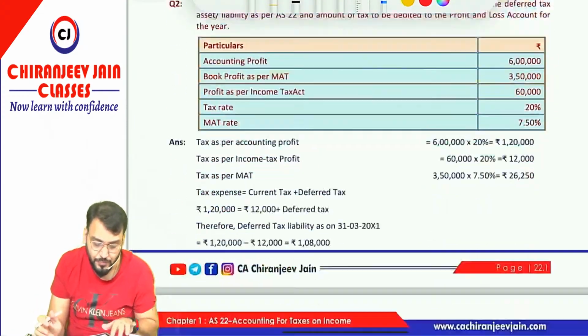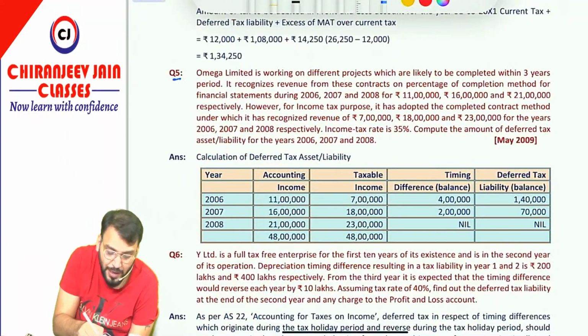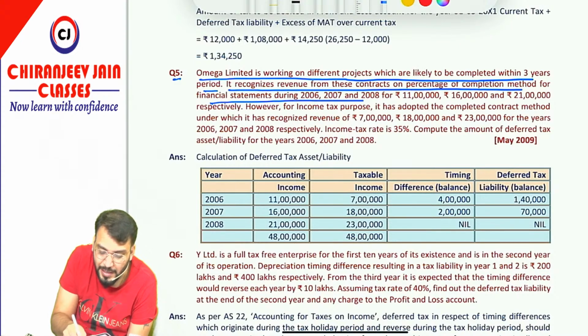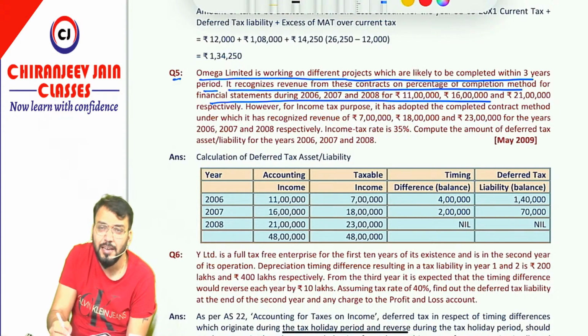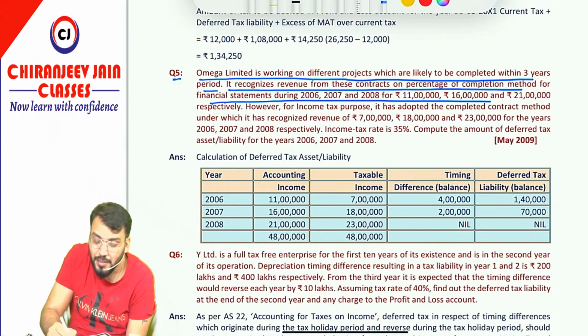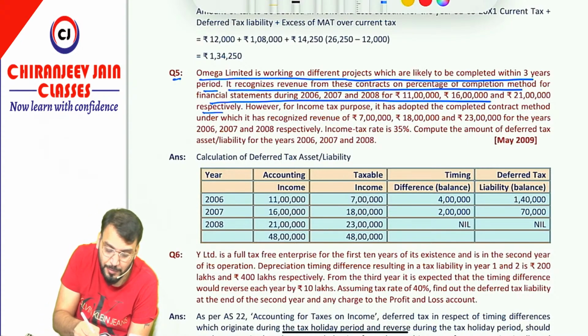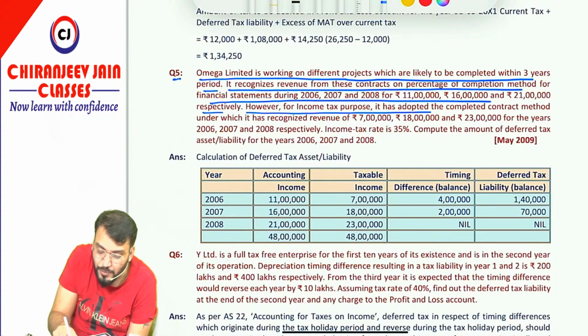One more question. Question 5. Omega Limited is working on different projects which are likely to be completed within a 3-year period. It recognizes revenue from these contracts on the percentage of completion method for financial statements during the years as 11 lakh, 16 lakh, 21 lakh. It means they have applied AS7, and as per AS7 these are the turnover: 11 lakh, 16 lakh and 21 lakh respectively. However, for income tax purposes, it has adopted the completed contract method, under which it has recognized revenue of 7 lakh, 18 lakh and 23 lakh for the 3 years. Income tax rate is 35%.